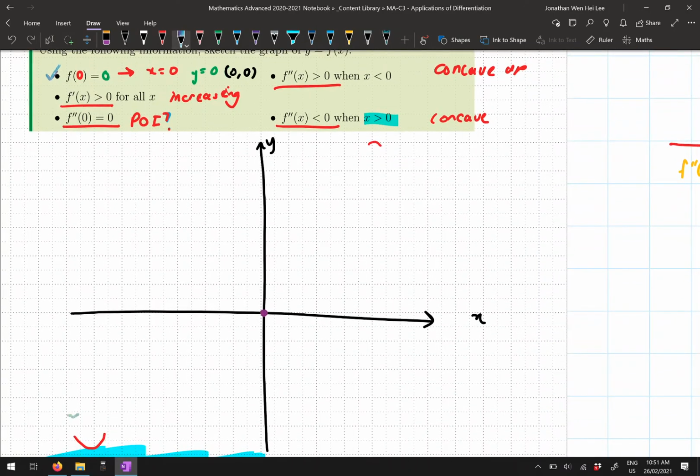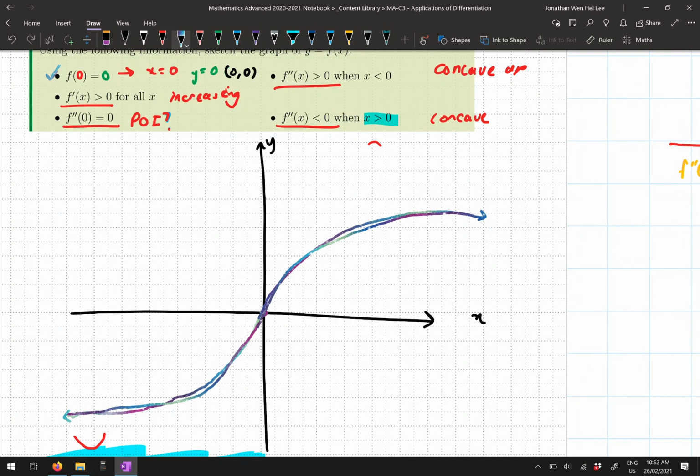So what this should look like is something like this. So it's increasing, but on this side it's concave up, and then suddenly here we hit 0, we have a point of inflection, and suddenly it becomes concave down. So concave up on the left-hand side, and then concave down. So that's how this graph should, I think, look in the end. It took me like 2 attempts here. I drew it wrong the first time as well, so don't worry.